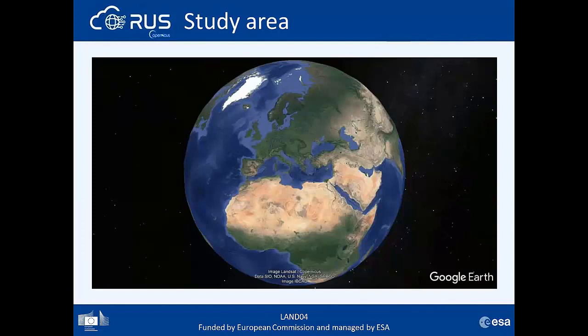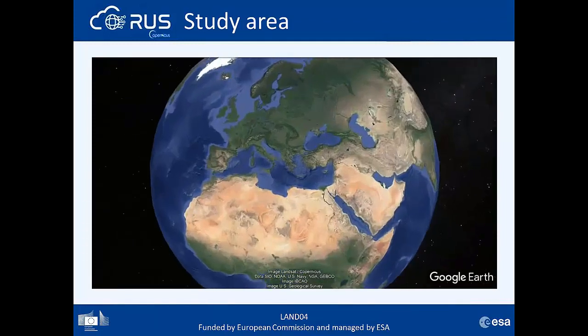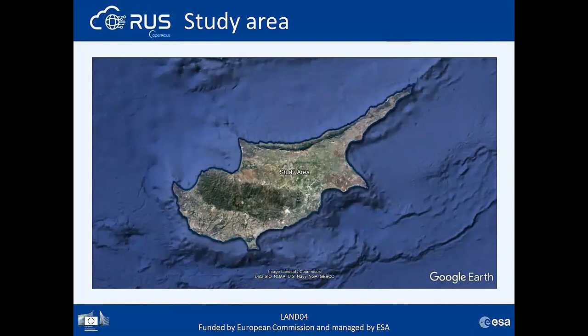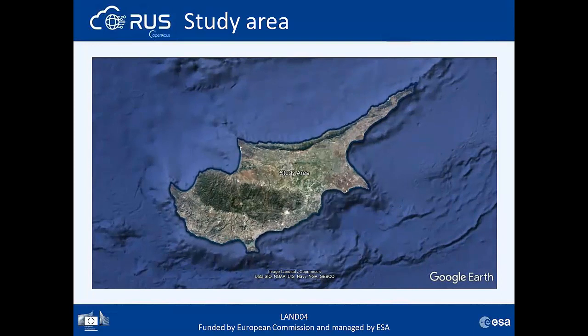So this time we are traveling to Cyprus, the third largest and third most populated island in the Mediterranean. We could say a lot of things about this country, but we want to focus on its climate and vegetation to understand how they affect land surface dynamics.